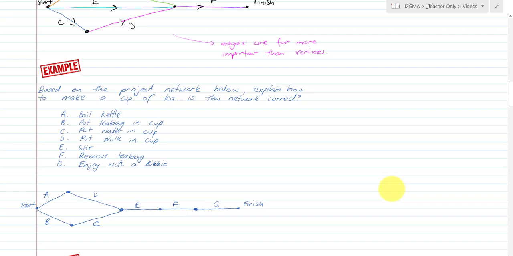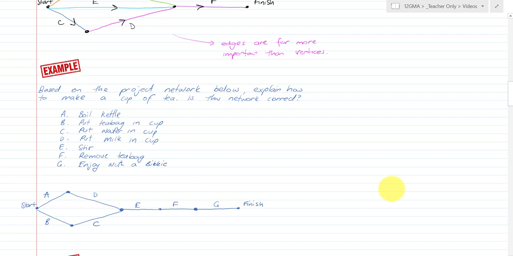So A, boil the kettle. B, put the tea bag in the cup. C, put the water on. D, put the milk in the cup. E, stir. F, remove the tea bag. G, enjoy with a bicky.